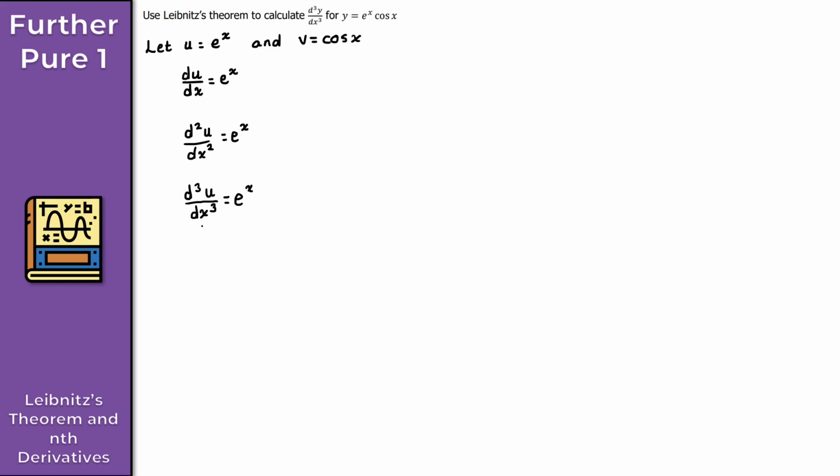Okay. So let's do the same here for v. We have dv by dx, which is minus sine x, right? I had to think about that for a moment. So minus sine x there. So now for the second derivative here, this is equal to minus cosine x.